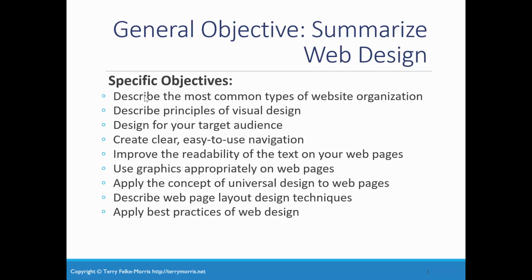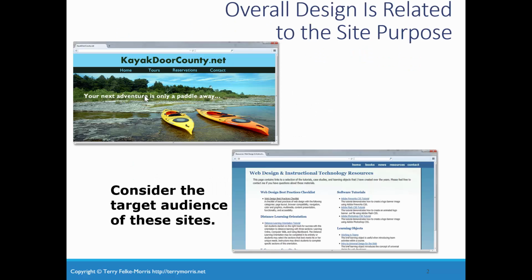In many ways, this is a culmination, a putting together of a lot of the stuff we've covered in earlier chapters. Overall design is related to site purpose. Well, the bottom line is this. Notice the top picture that you see, kayakdoorcounty.net. It probably wouldn't be nearly as effective a website if it was all text. But it's something about kayaking in the Door County area, so hence the pictures.